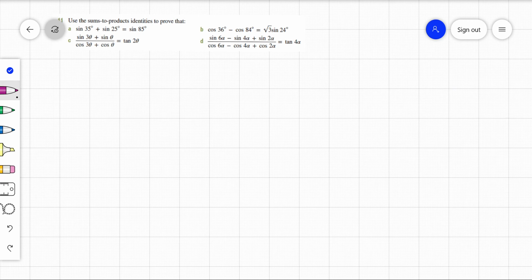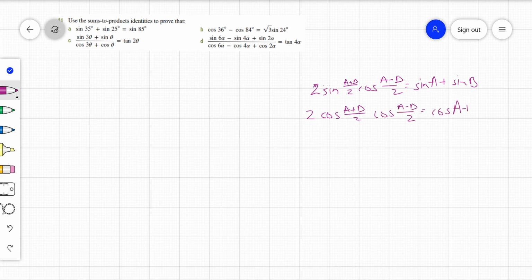All right, for C, what are we using here? For C, we've got a sine plus a sine, so I want this one, our sine plus sine. And we want cos plus cos for the denominator, so we want this one: A minus B on 2, that's our cos plus cos. I won't write it down because it's too much. So that left-hand side is all of that.